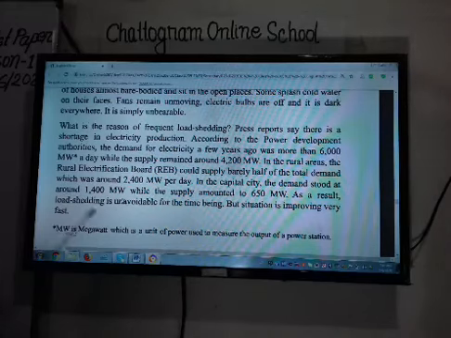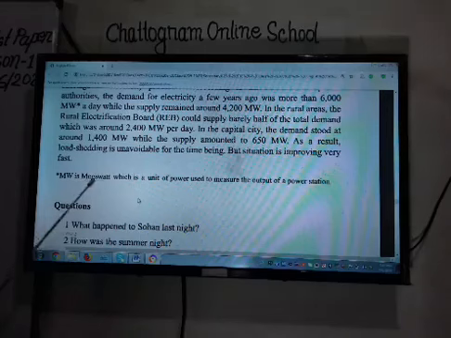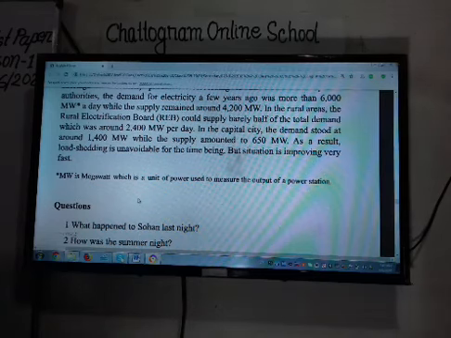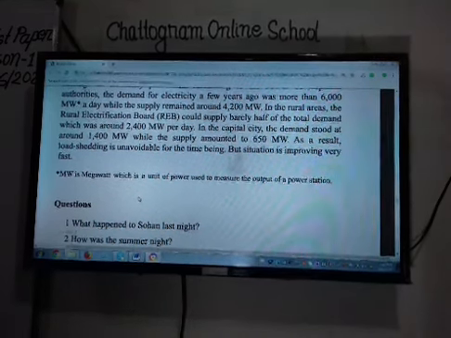As a result, load shedding is unavoidable for the time being, but the situation is improving very fast. Now the elaboration of megawatt. Megawatt, which is a unit of power, is used to measure the output of a power station. Students, now I'll take you to the board. Look at the board.